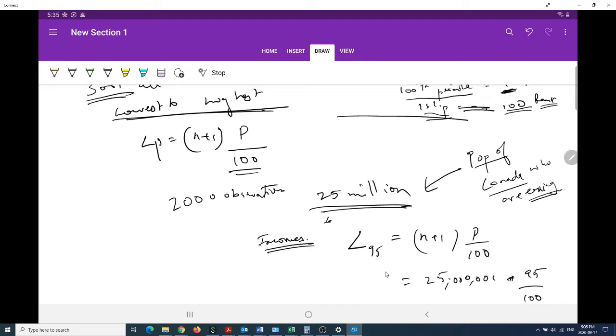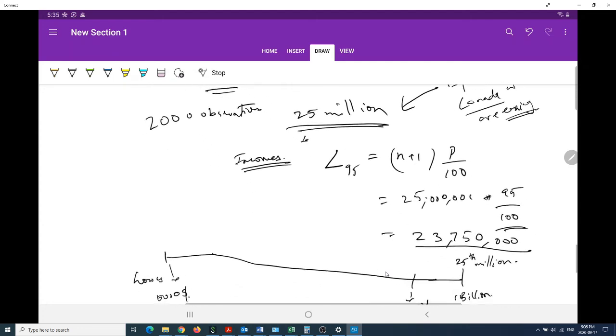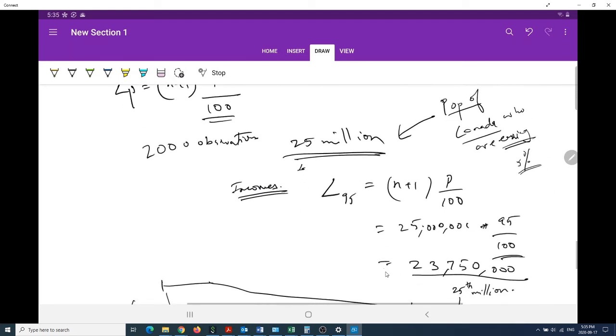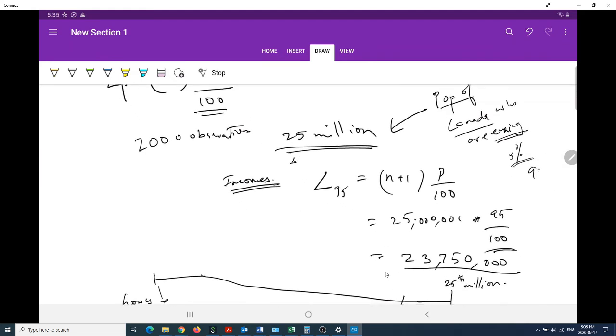And if you want to find out the income, right? Let's say the government wants to introduce a policy where they increase taxes on the top 5% of the earners, the top 5 percentile of the earners. If you want to do that, you would want to figure out what the 95th percentile is. What is the 95th percentile? That's what you're interested in.